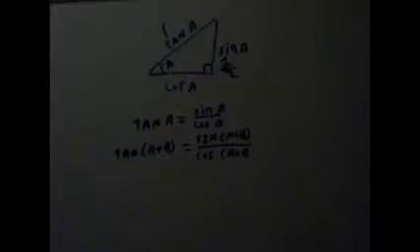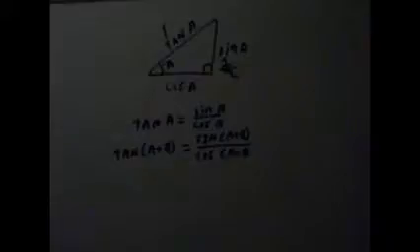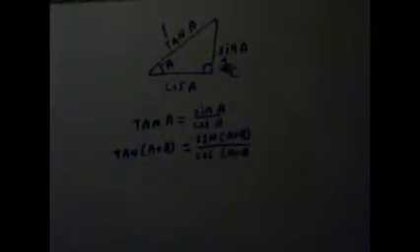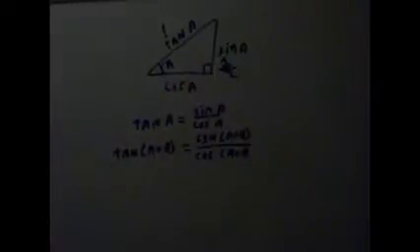Okay? Now the original tangent formula goes side opposite over side adjacent. This is the side opposite of angle A. This side here is adjacent to angle A. And of course, this is the hypotenuse. So if you have the ratio of the opposite side over the adjacent side, you have the ratio for tangent.